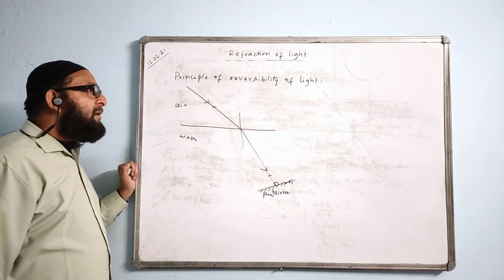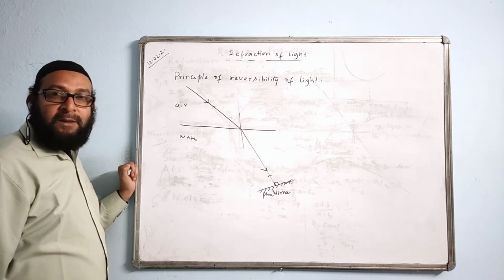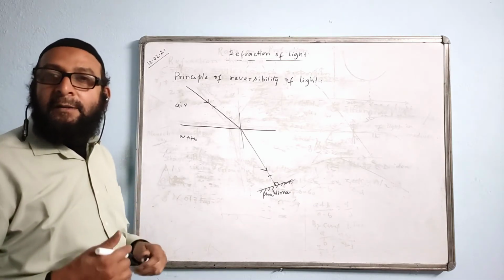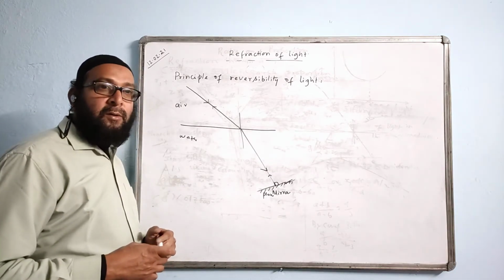The arrow you have to reverse yourself. Question may come, name the principle of light used in completing the diagram. You say principle of reversibility of light. Principle of reversibility of light. Understood?